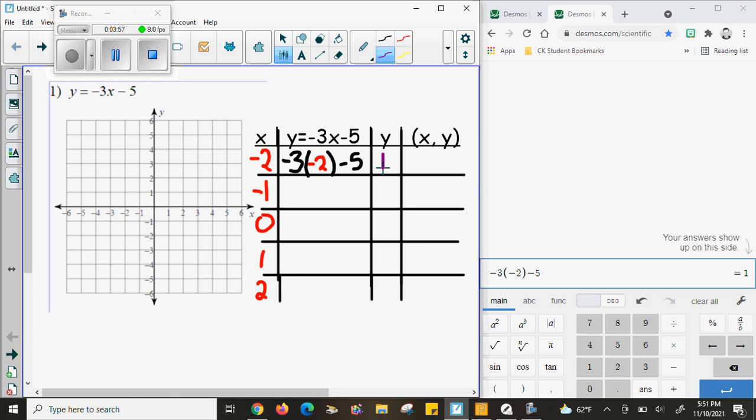How we use this is in the final column, this creates for us the ordered pair of -2 is my x, and +1 is my y. On a graph, what that looks like is starting at the origin, I go left to -2 and up to +1, and here is that coordinate.